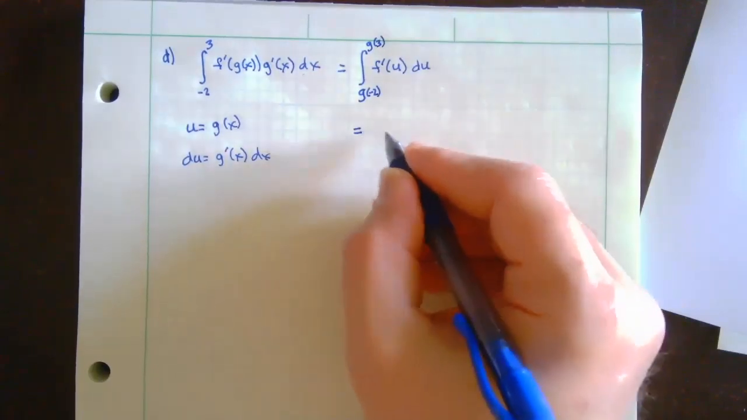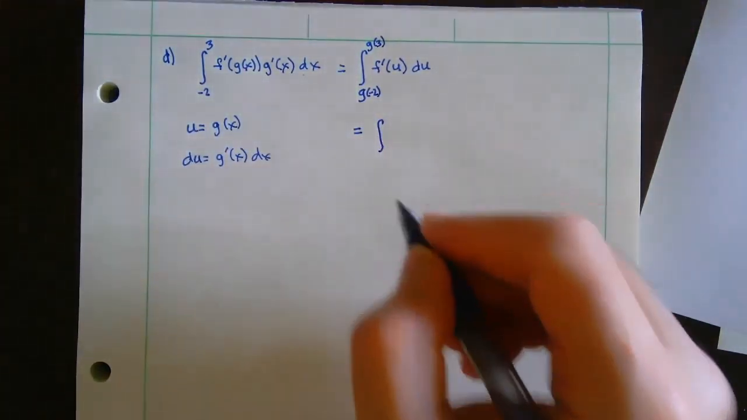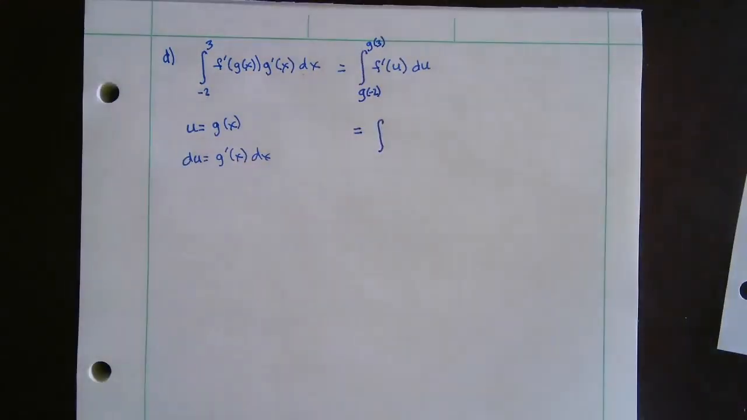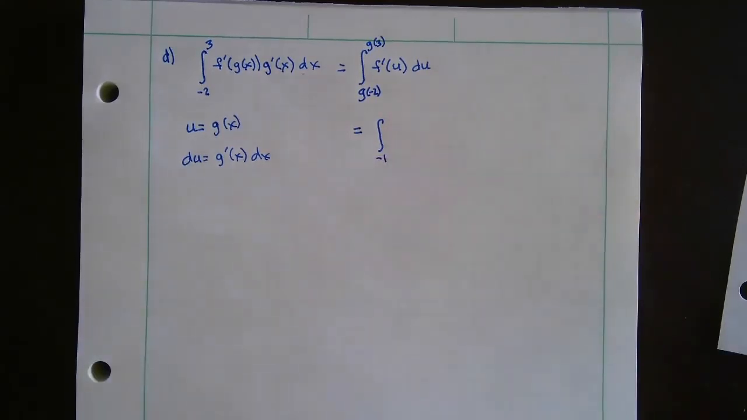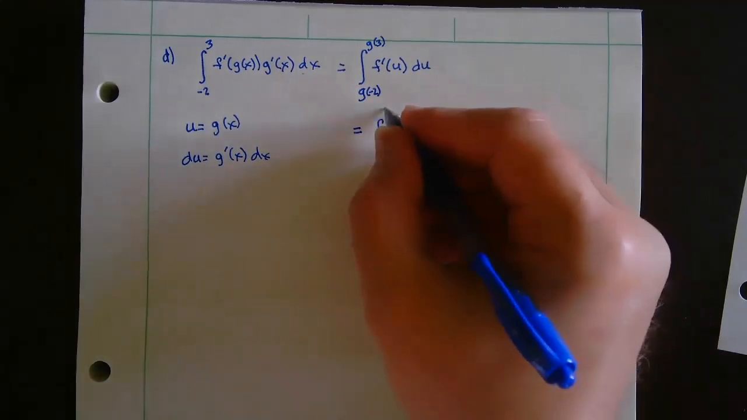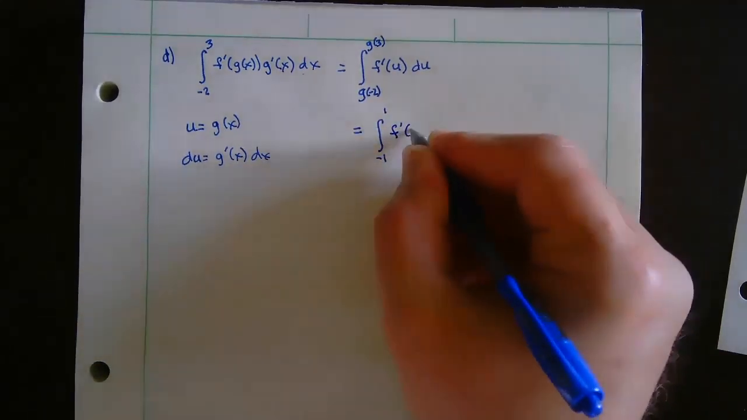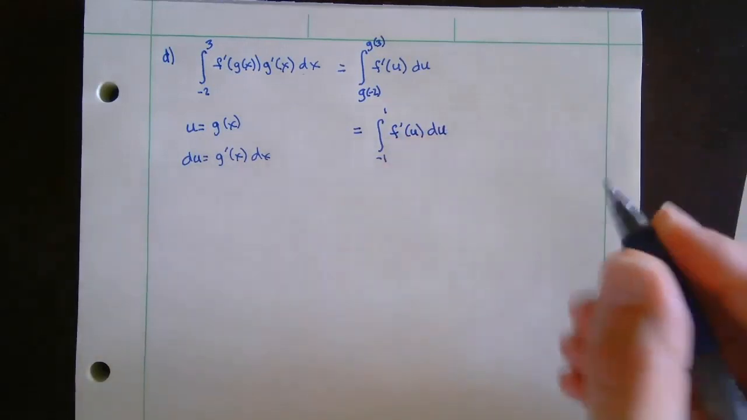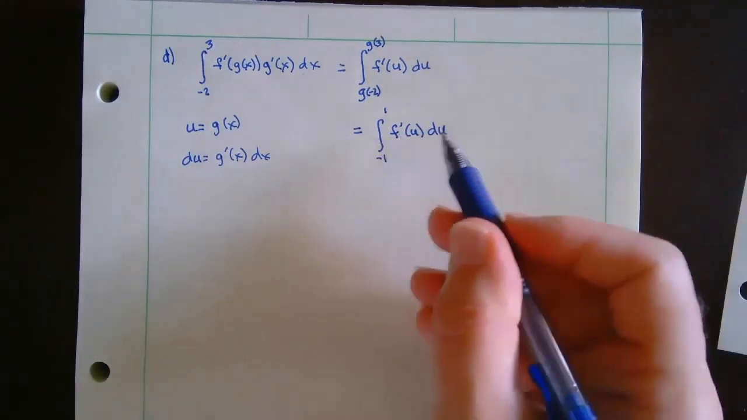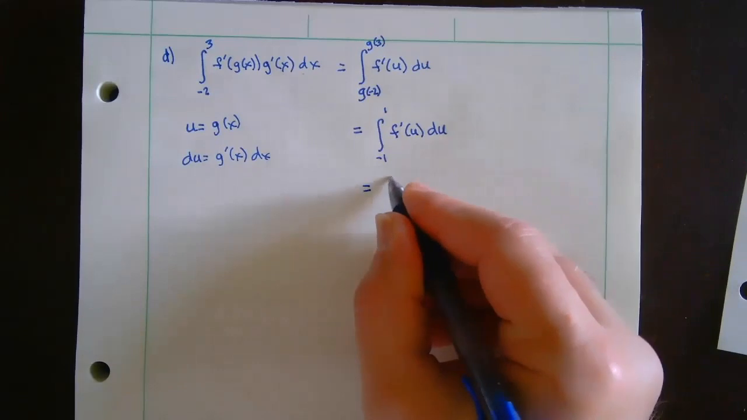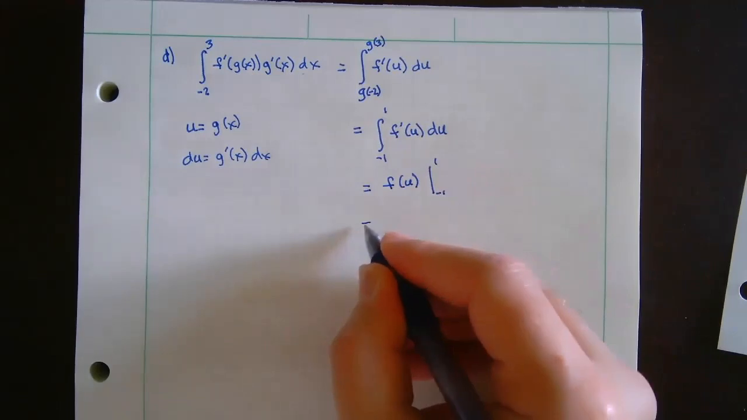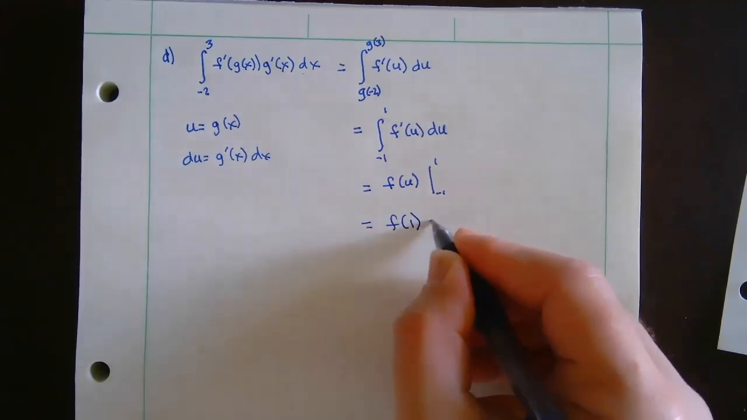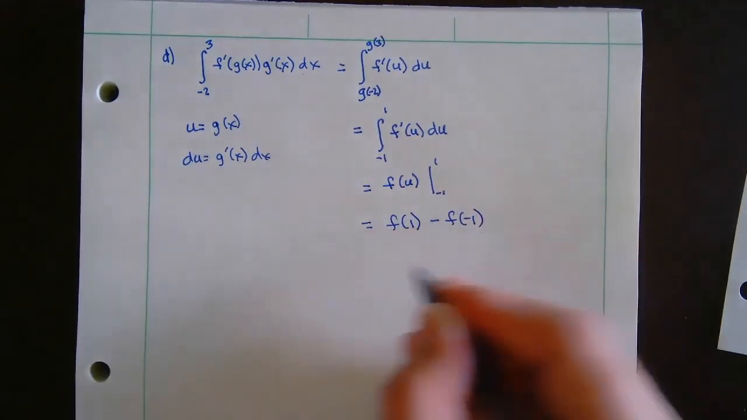So we've got to look on the table. What is g of -2? g of -2 is -1. So we're going to integrate from -1 to g of 3, and g of 3 is 1. And then this is f prime of u du. The antiderivative of f prime is f, so this is going to be f of u evaluated from -1 to 1. So that's just f of 1 minus f of -1.